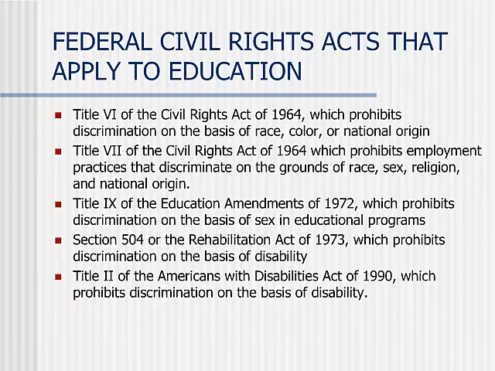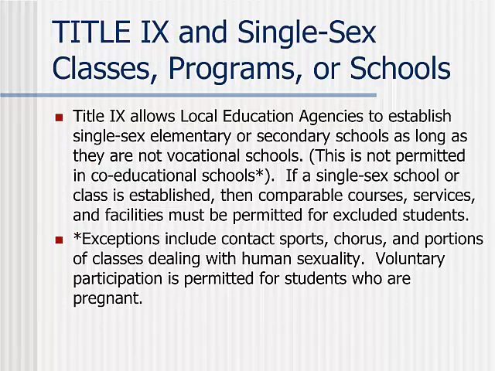Back to Title IX. Title IX allows for local educational agencies to establish single-sex elementary or secondary schools as long as they are not vocational schools, and this is not permitted in coeducational schools. If a single-sex school or class is established, then comparable courses, services, and facilities must be permitted for excluded students. The exceptions, of course, include contact sports, chorus, portions of classes dealing with human sexuality, and voluntary participation is permitted for students who are pregnant.